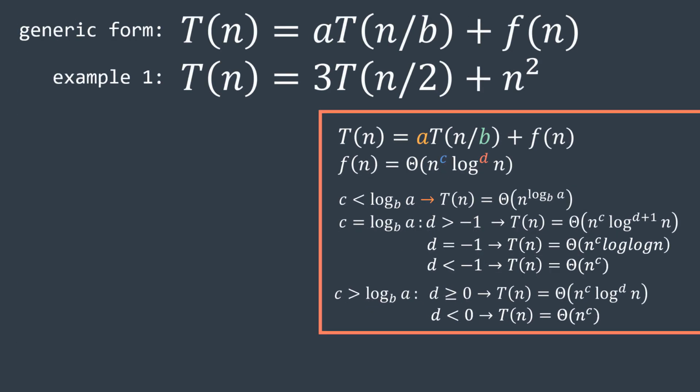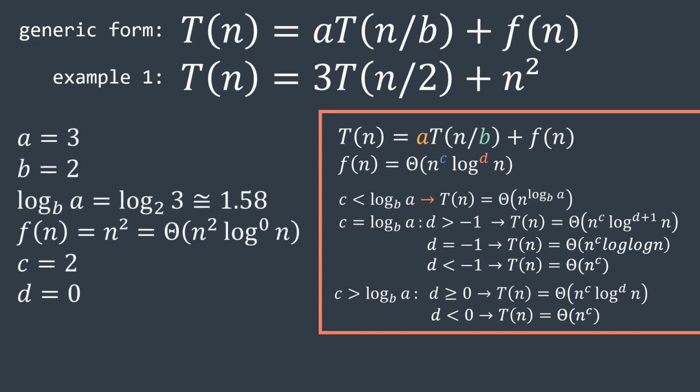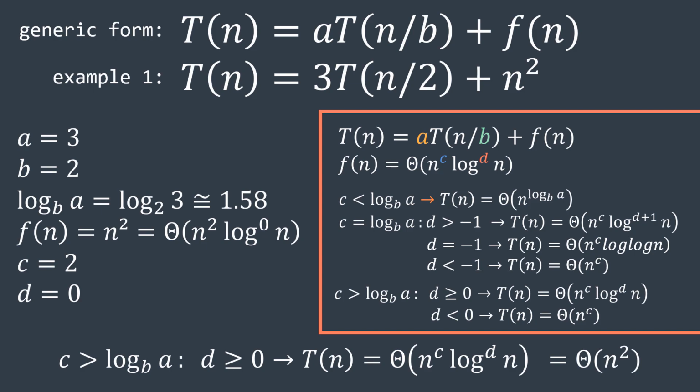First example, 3T(n/2) + n^2. Here a is 3, b is 2, log_b(a) is log_2(3), which is around 1.58, and c is 2. 1.58 is smaller than 2, so we're in the third case. The time complexity is Theta(n^2).